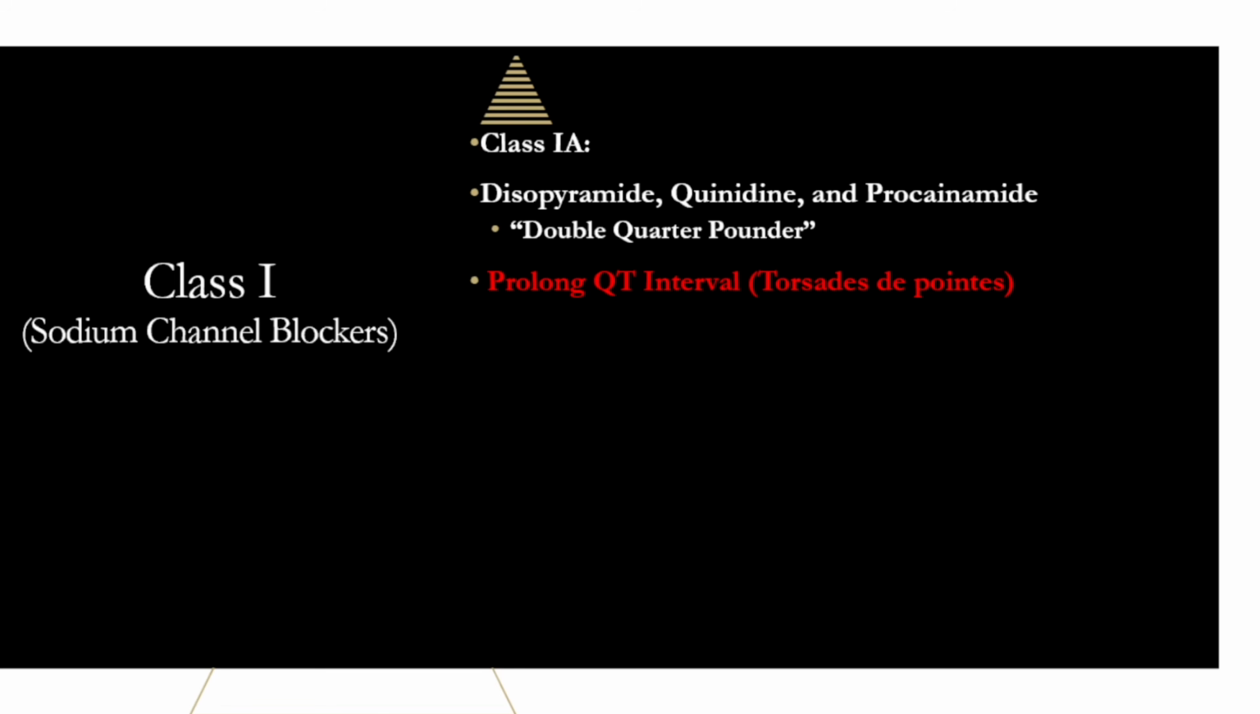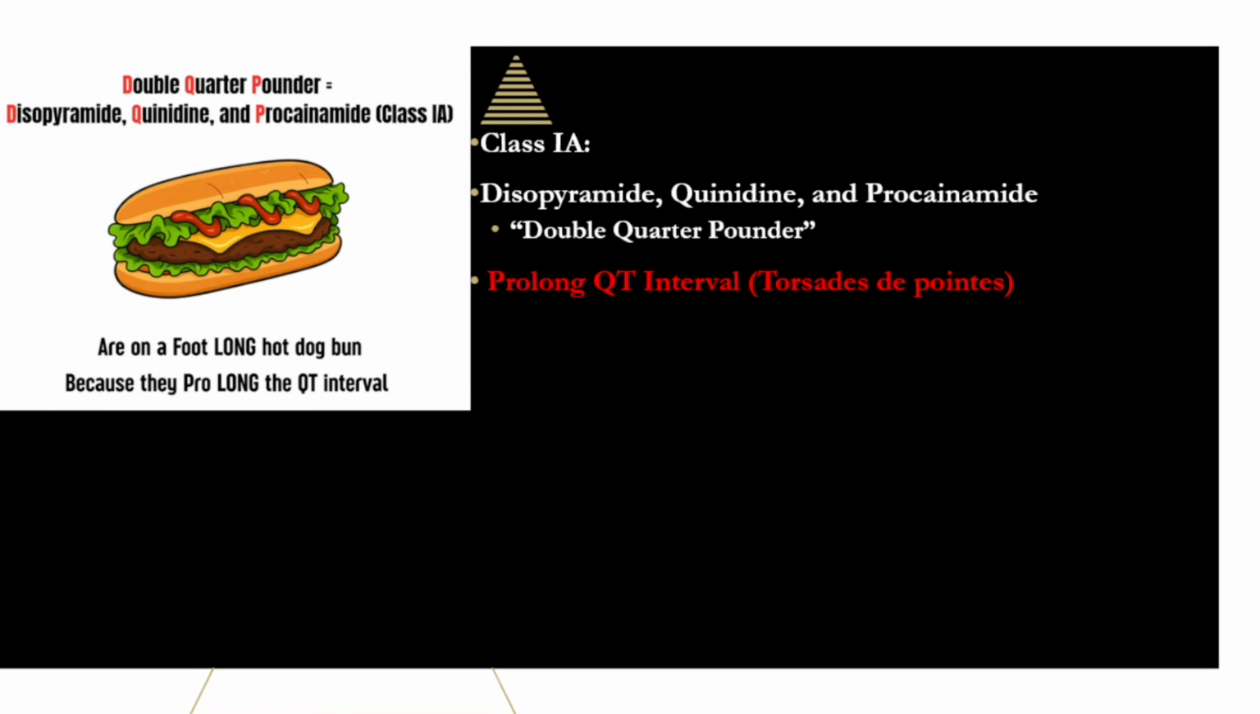So how can you remember that? Well, back to our mnemonic: double quarter pounder on that foot-long hot dog bun. So when you remember double quarter pounder, disopyramide, quinidine, procainamide, you'll remember that double quarter pounder is on a foot-long hot dog bun, and that's because all of these drugs can prolong the QT interval. So that double quarter pounder, oddly, on that foot-long hot dog bun helps you remember class 1A drugs prolong the QT interval. Nice and simple, don't forget it.